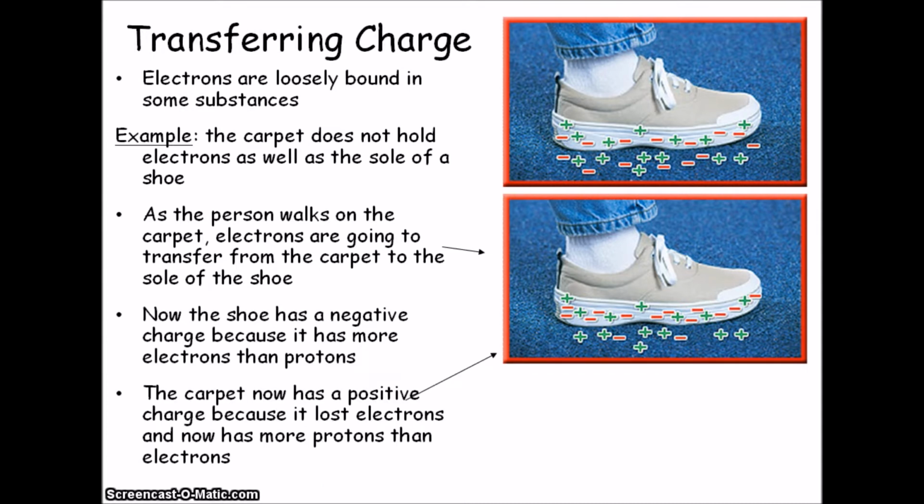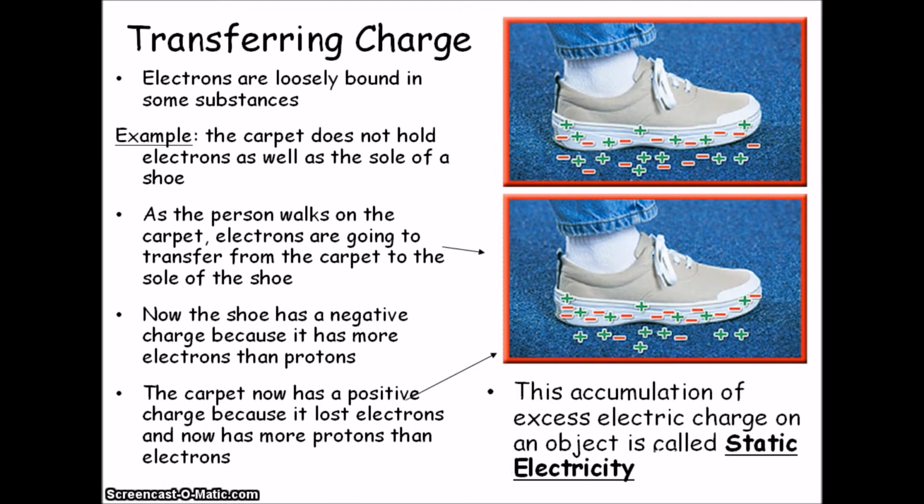Now, the shoe has a negative charge because it has more electrons than protons. And the carpet has a positive charge because it has lost electrons and now has more protons than electrons. So this accumulation of excess electric charge on an object is called static electricity. Static because it's not moving, it's not going anywhere.